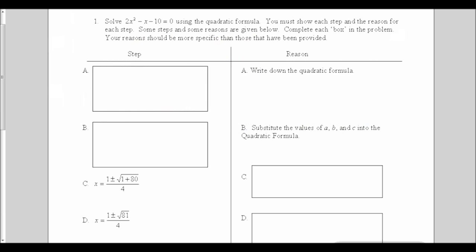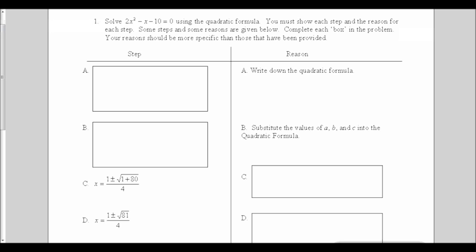Let's turn the page and do problem number 1 together. I'm supposed to solve 2x squared minus x minus 10 equals 0 using the quadratic formula. I'm going to show each step, and the reasons for words are going to be written on the right-hand side. I'm going to complete each box in the problem, and when I write my own reasons, I may need to make them more specific than those that have been provided.